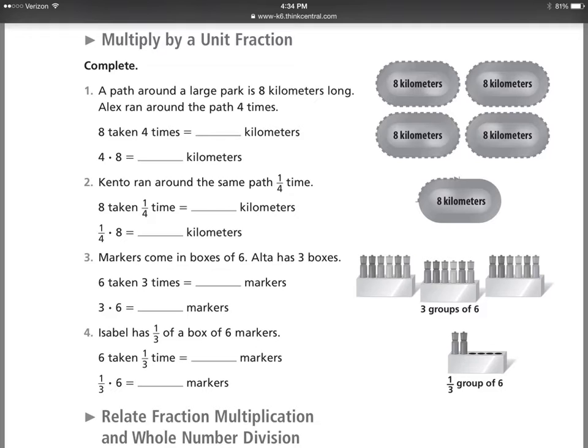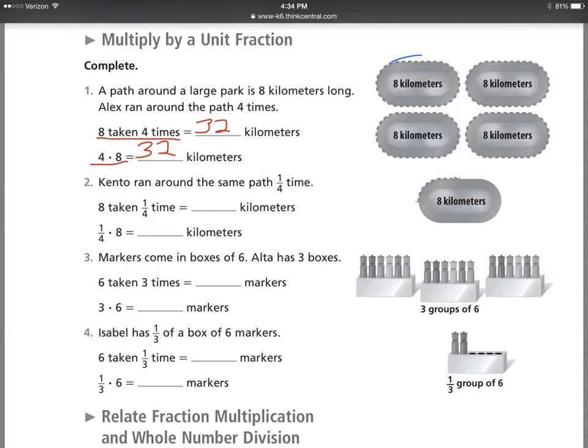Here we have a page that's going to show you how fraction multiplication relates to regular whole number multiplication, as you're already used to. In our first question, we have this path that is 8 kilometers long, and we have a gentleman, Alex, who ran around the path 4 times. If I were to ask you how many kilometers he ran, having run around this path 4 times, you would probably use traditional multiplication techniques to take 8 4 times, which would give you a total of 32 kilometers. In other words, 4 times 8 is 32 kilometers.